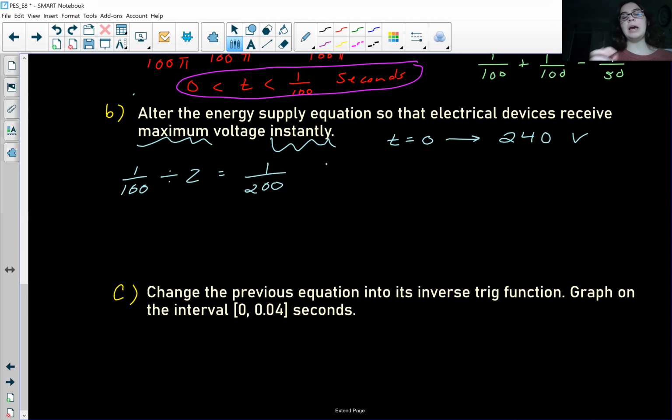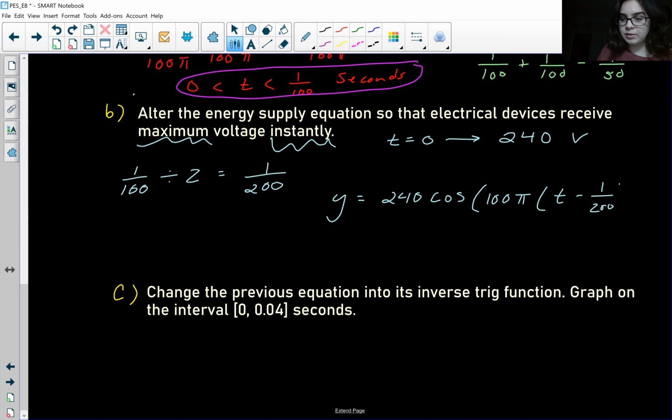Okay, and then if we change this to a cosine function, we just need to make sure we shift it right so that it looks like a sine function. So let's rewrite this as y equals 240 cosine of 100 pi. And then be mindful of those parentheses because they'll get you. We're going to do t minus 1 over 200. So that's our phase shift. Could I distribute this? Yes, but I think it's better to write it this way.